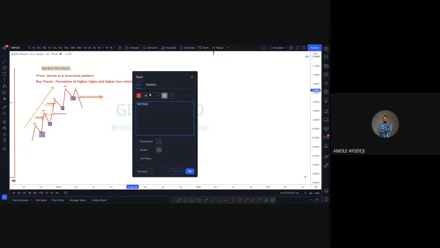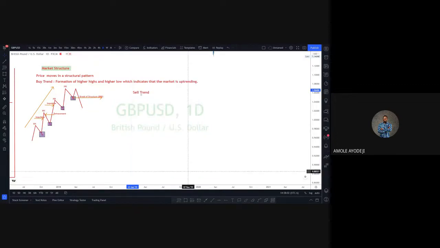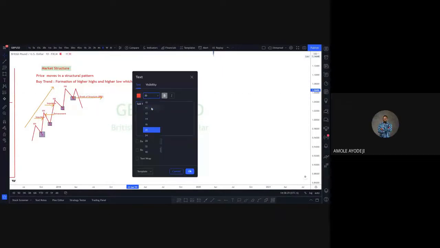So what was the sell trend? Based on what I said about the buy trend, can someone now tell me what the sell trend is? You can unmute yourself and tell me what the sell trend is. I think it's formation of lower highs and lower lows. Thank you. Yeah. Thank you.